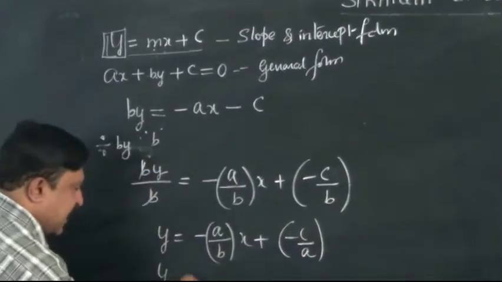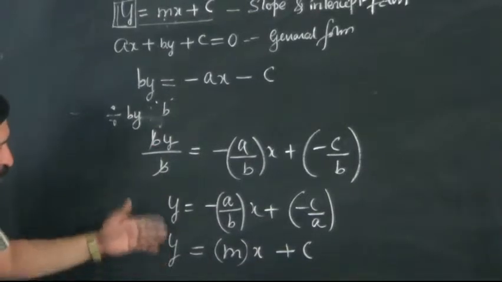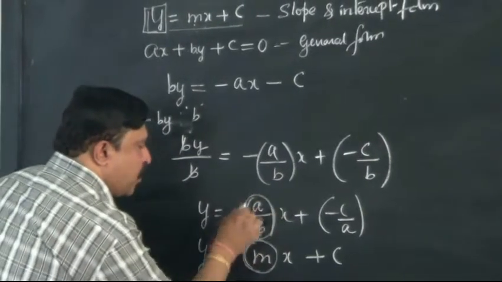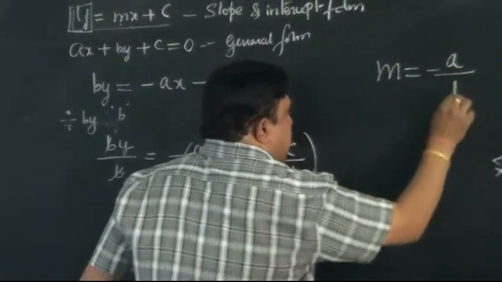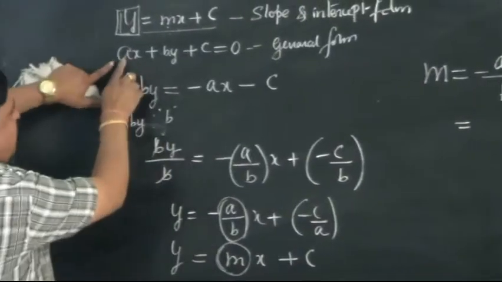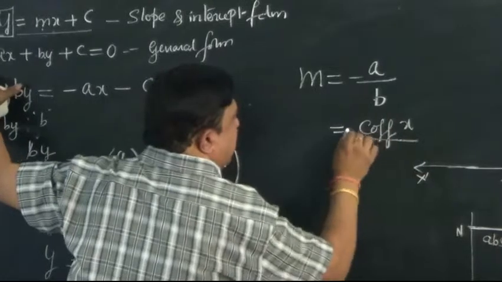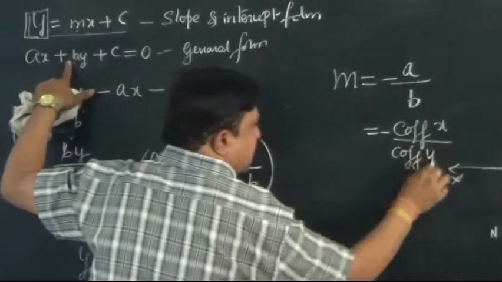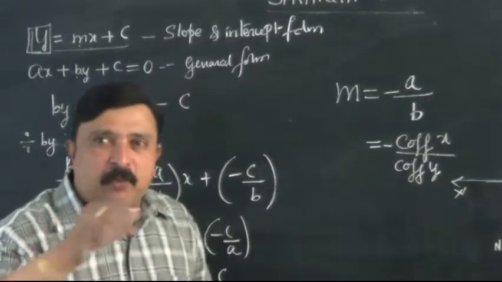Now this equation is in exact comparison with y equals mx plus c. And if you compare these two equations, you will see that m, that is the slope of the line, takes the value minus a by b. So we get the third formula for the slope of the line as minus a by b. What are these a and b? A is the coefficient of x, and b is the coefficient of y. So it is minus coefficient of x divided by coefficient of y. If you take the negative ratio of these two coefficients, it means that you are taking the slope of the line.